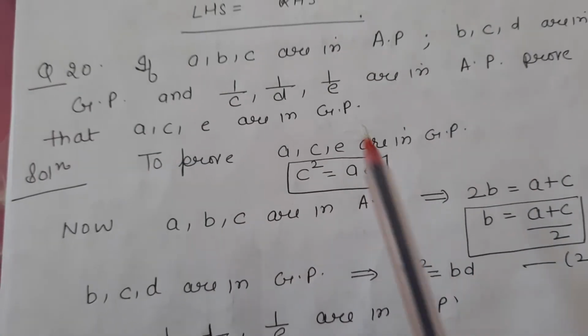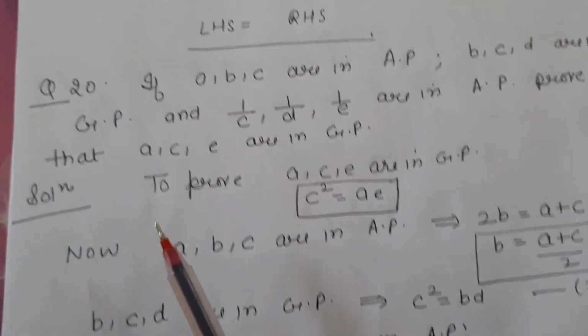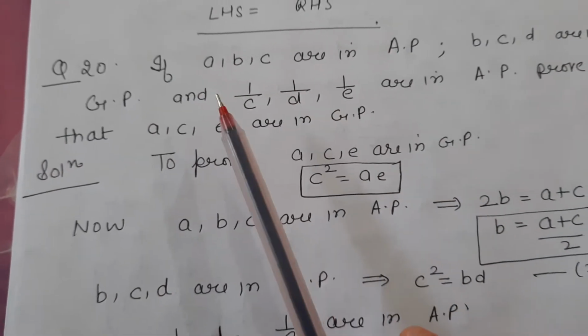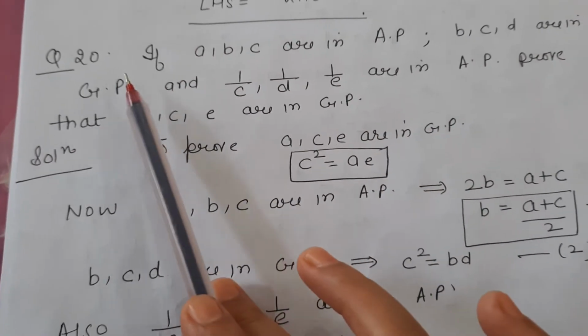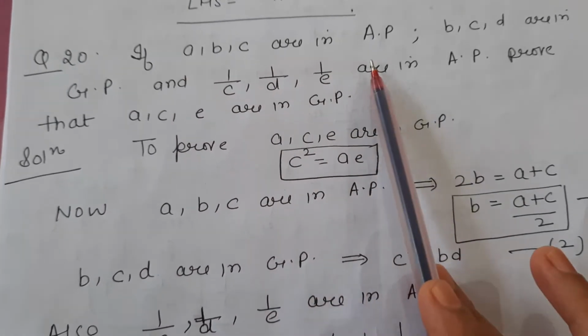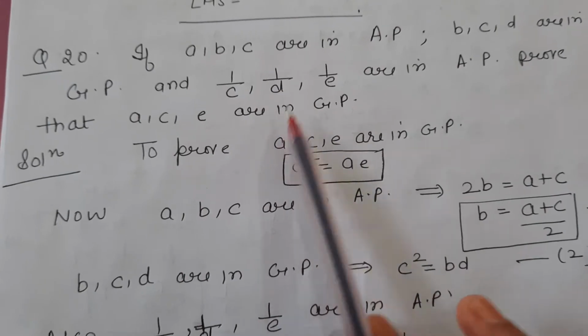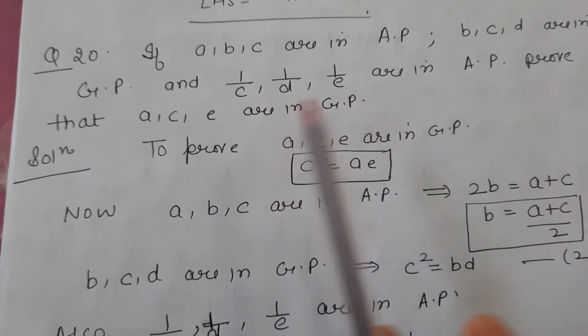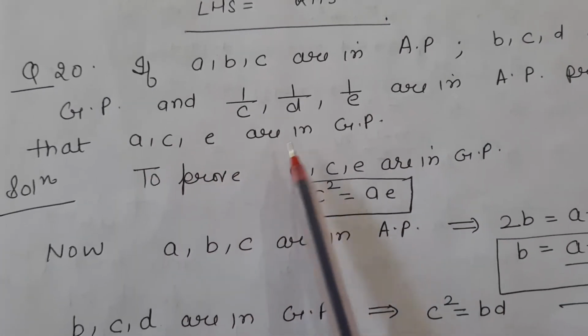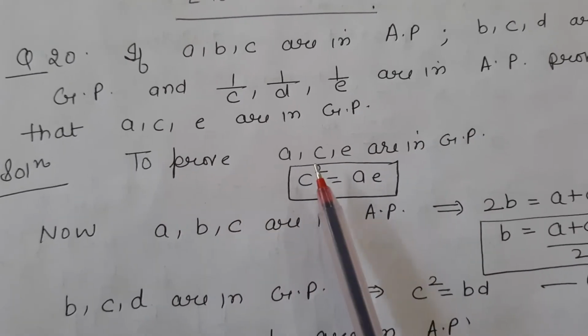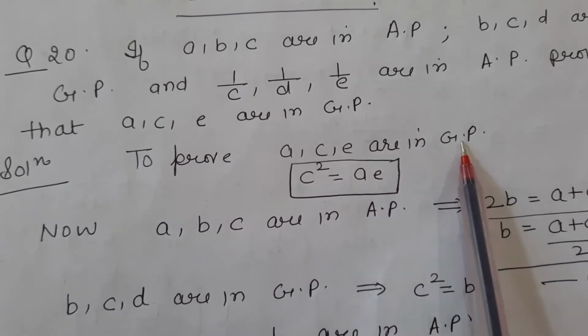Welcome students. In this video I am going to discuss some more questions from the miscellaneous exercise of chapter number 9. Question number 20. If A, B, C are in AP, B, C, D are in GP and 1 by C, 1 by D, 1 by E are in AP, then show that A, C, E are in GP.